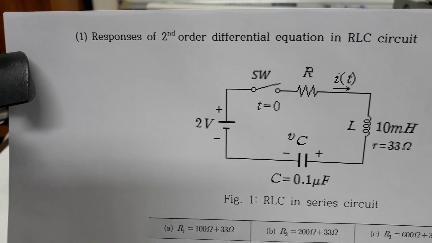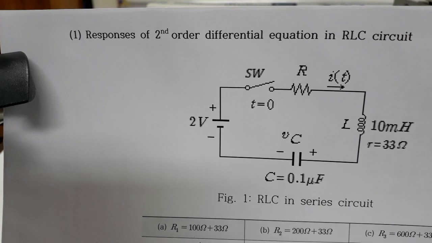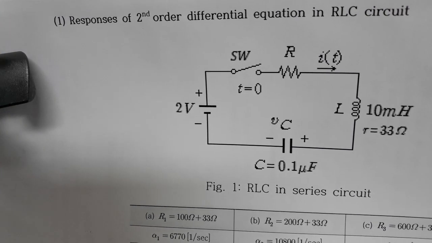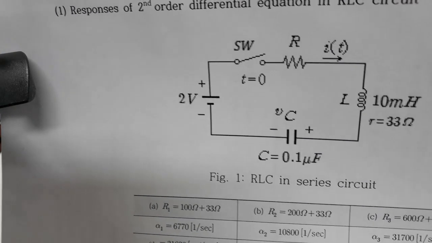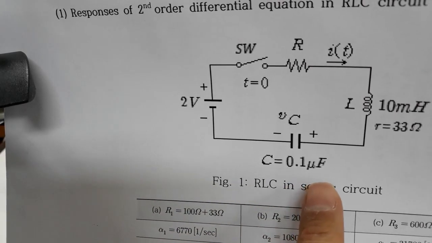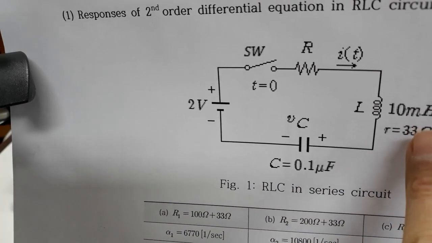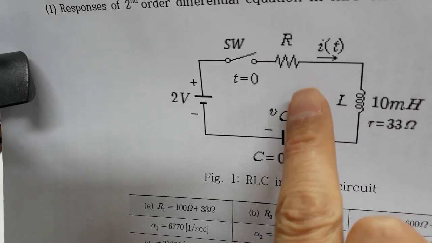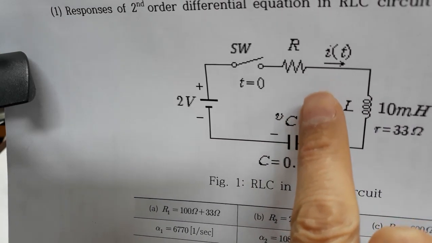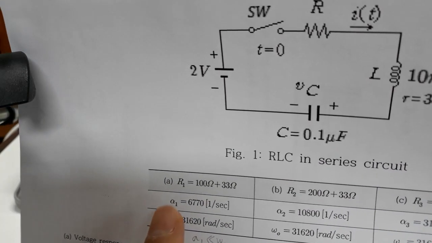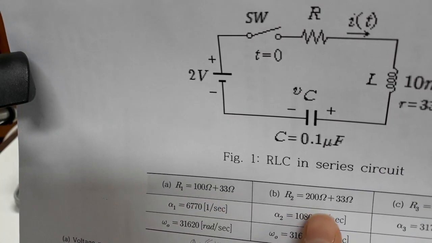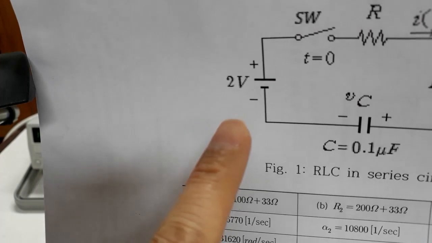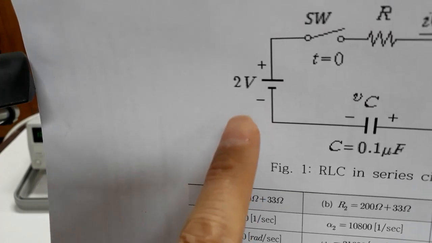I am talking about the response of second order differential equations in an RLC circuit. This is a simple RLC circuit in series connection. C equals 0.1 microfarad, L equals 10 millihenry, and internal resistance is 33 ohms. R is a variable resistance, because I chose R1 100 ohms, R2 200 ohms, R3 600 ohms. And the power supply, the applied voltage, is 2 volts.